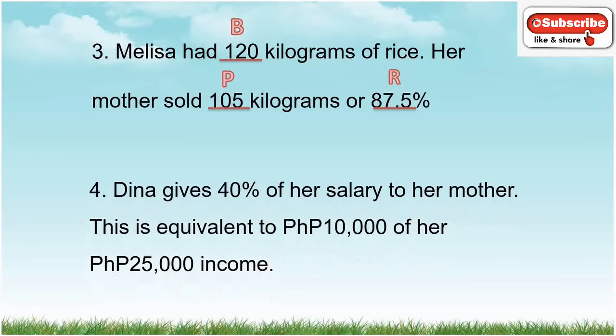Number 4. Dina gives 40% of her salary to her mother. This is equivalent to 10,000 pesos of her 25,000 pesos income. 40% is the rate, 10,000 pesos is the percentage, 25,000 pesos is the base.